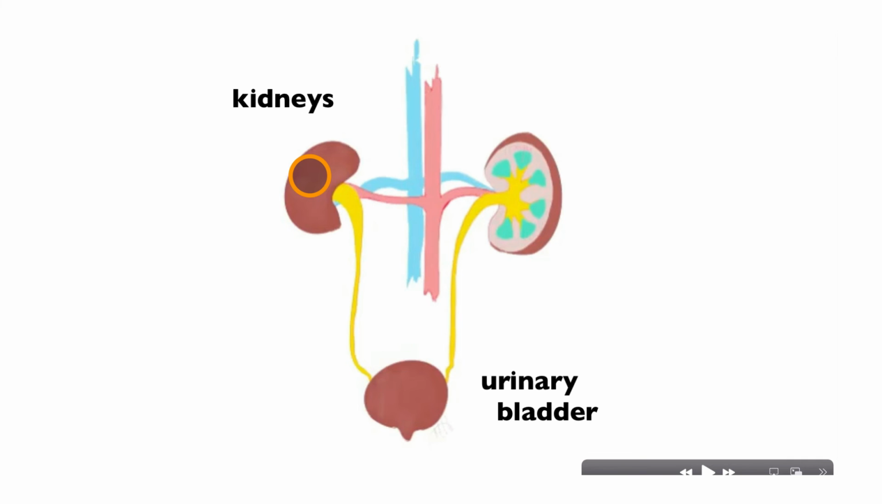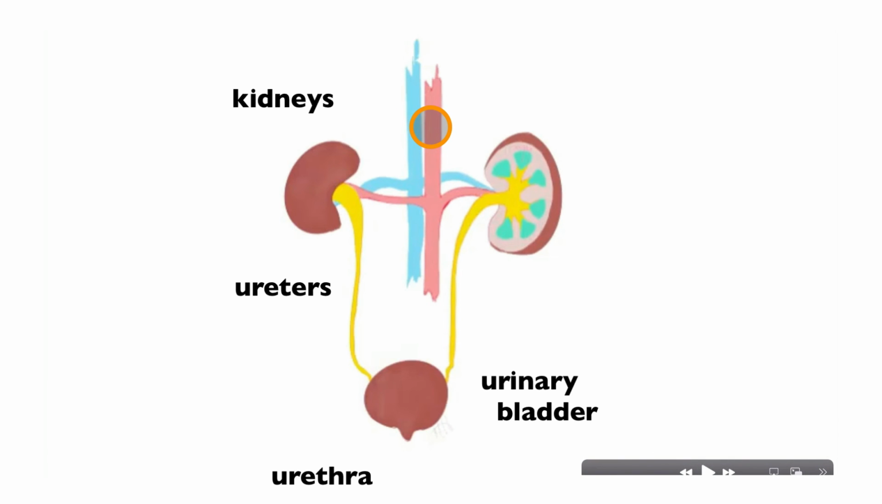Urine proceeds from the kidneys to the urinary bladder via these tubes known as ureters. So in this image, we see a right kidney, a left kidney, a right ureter, and a left ureter. The urinary bladder, which once again stores that urine, and then urine exits the urinary bladder via another smaller tube known as the urethra.